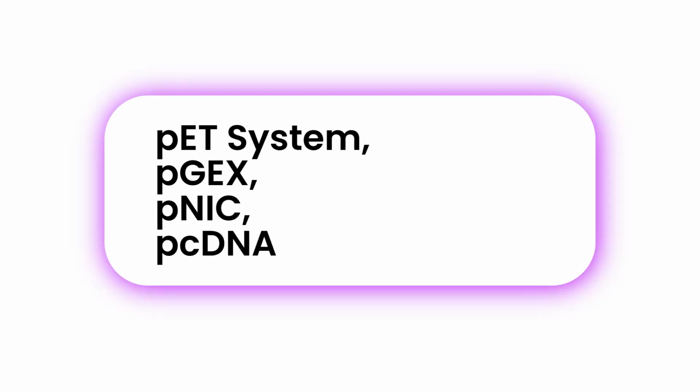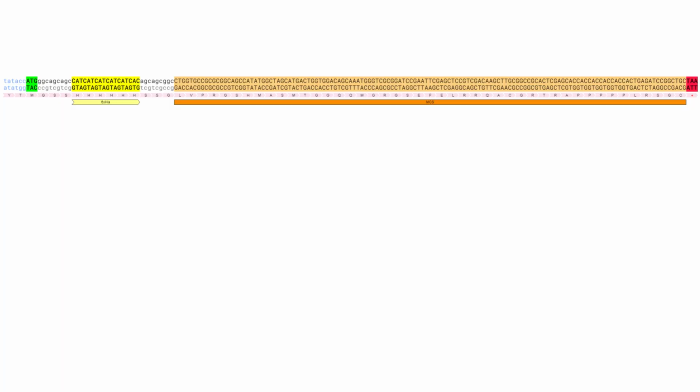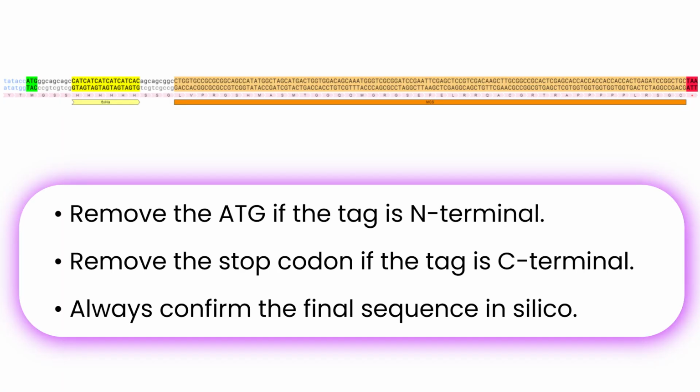You can also use commercial vectors which already contain an in-frame tag next to the multiple cloning site. In this case, remove the ATG if the tag is N-terminal. Remove the stop codon if the tag is C-terminal. Always confirm the final sequence in silico.